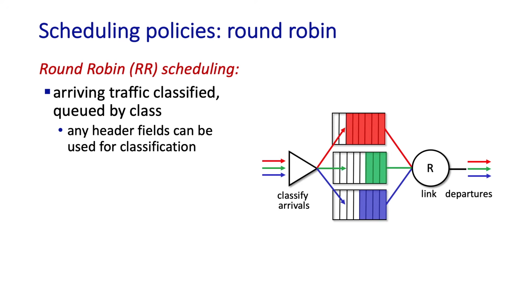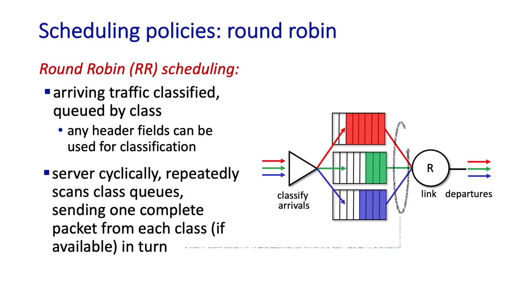Under round robin scheduling, packets are assigned to classes as with priority scheduling. However, rather than there being a strict service priority among classes, a round robin scheduler alternates service among classes. For example, a round-robin scheduler would choose a packet from class 1, followed by a packet from class 2, followed by a packet from class 3, and so on. And if there's no packet of a given class, the scheduler moves on to the next class in the schedule.